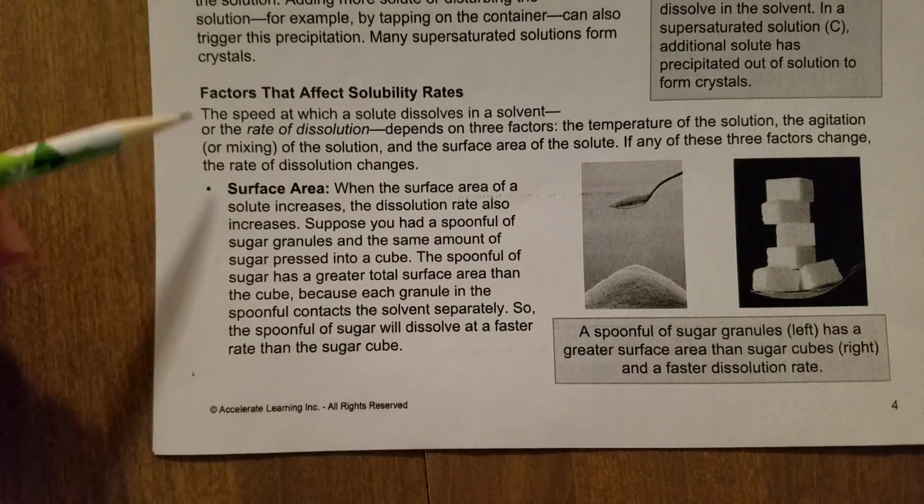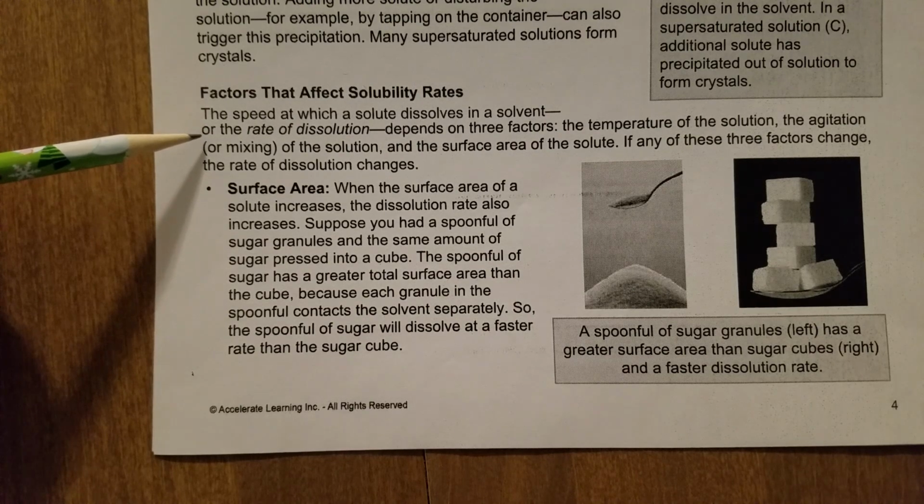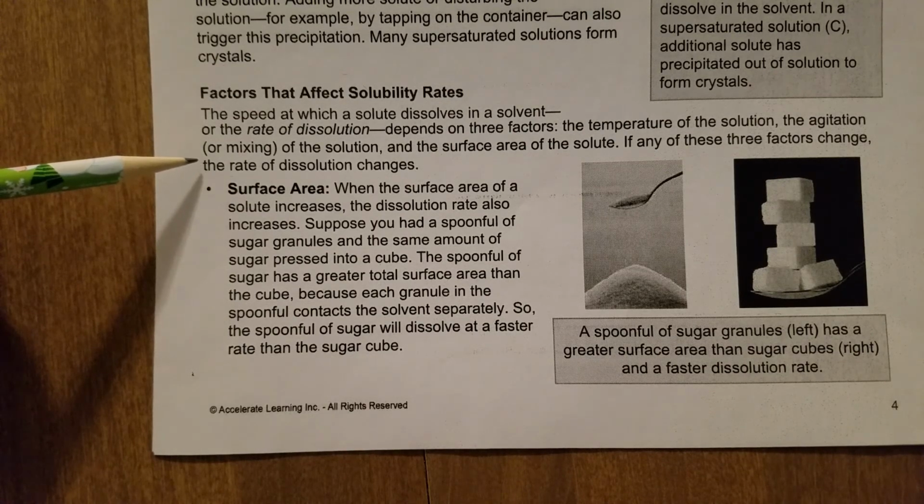Factors that affect solubility rates. The speed at which a solute dissolves in a solvent, or the rate of dissolution, depends on three factors: the temperature of the solution, the agitation or mixing of the solution, and the surface area of the solute. If any of these three factors change, the rate of dissolution changes.